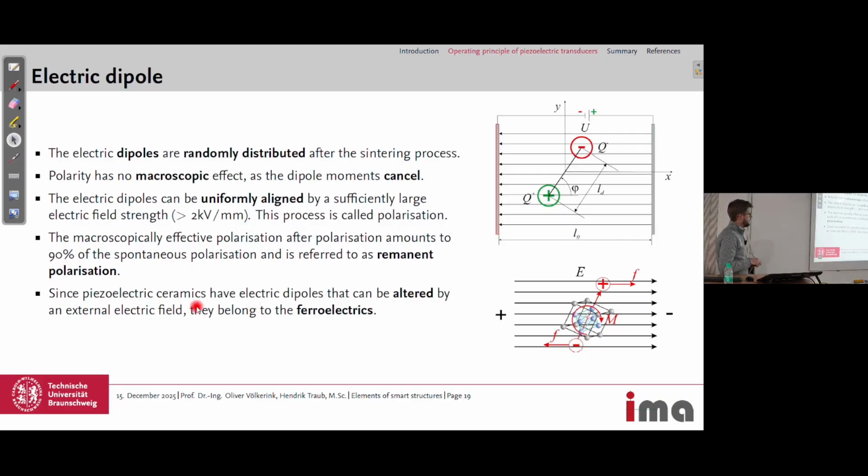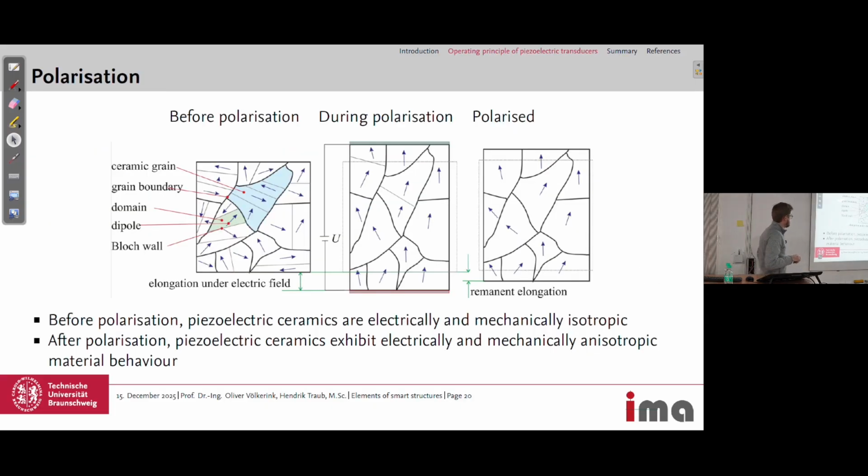Since the piezoelectric ceramics have these electric dipoles, they can be altered by an external field. They belong to the ferroelectrics, a term I already used before. So we apply an electric field one time before we use the macroscopic piezoelectric effect. We have to have this polarization process to really use it. So what happens during polarization, or how can we visualize this on the grain and domain structure?